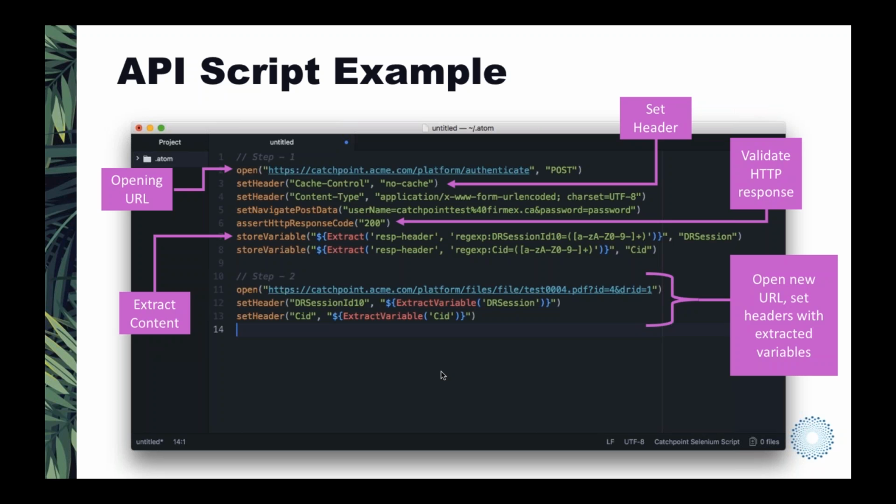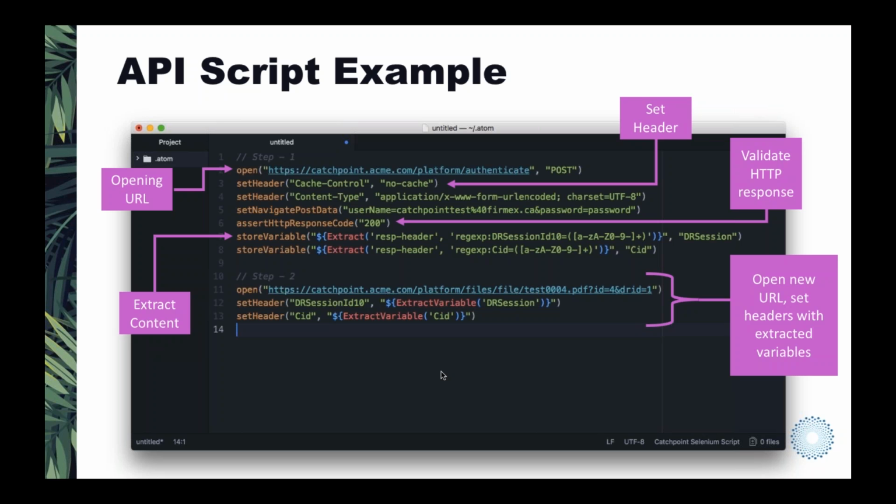So in this case, it wasn't an appended query string. This is where we had to post data in the body, and in this case, it was a username and password. We can then validate the response that we get back. So in this case, we want to check that the response that comes back is a 200 response and nothing else from the back end. From the response that we get back, we then want to extract some information. In this example, we want to extract two bits of information, the DR session ID and the CID. Using a bit of regex here, we can extract those values, and we're going to store them in a variable called DR session and CID.